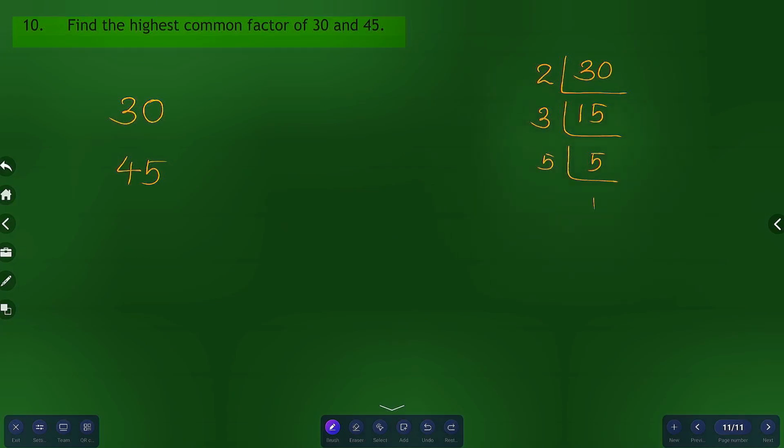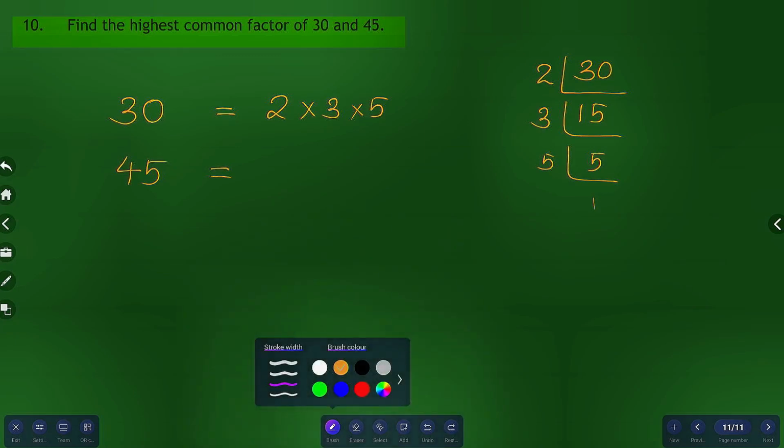5 is also a prime factor. So that is equal to 1. So I can write 30 equals 2 times 3 times 5. In the same way, shall we write this number 45 as a product of its prime factors?